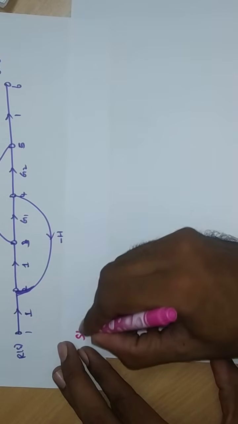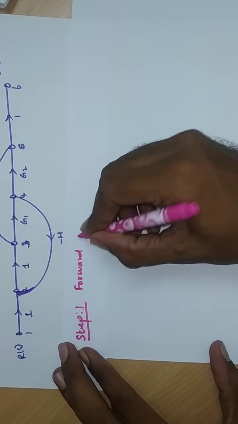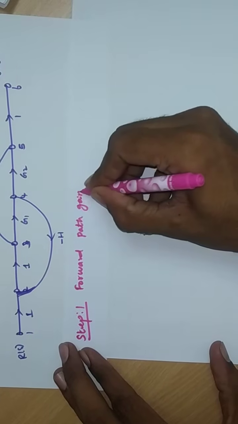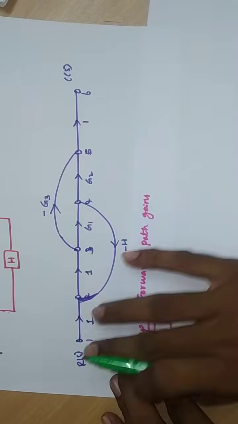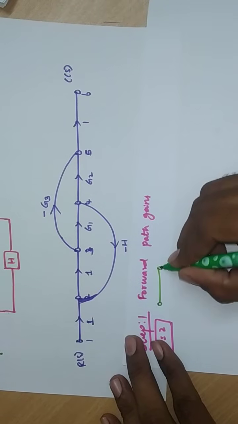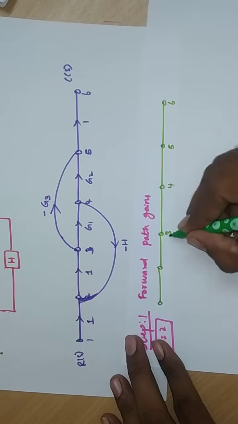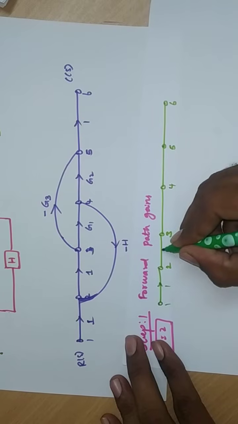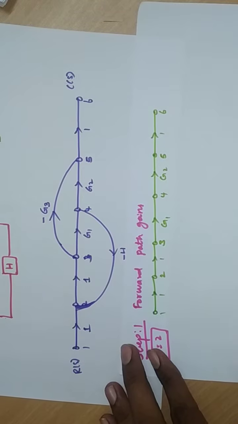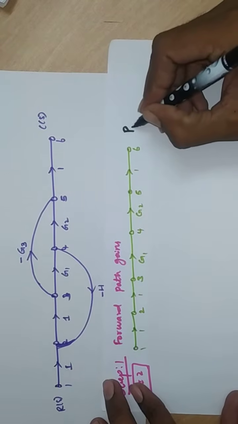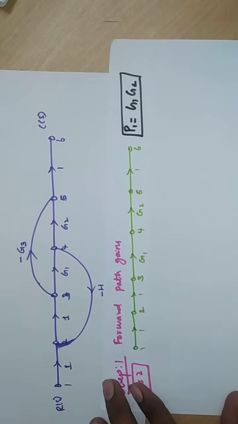Step 1, forward path gain. Here 2 forward paths are available. You can see the one straight forward path 1, 2, 3, 4, 5, 6. This is having the gain as 1, this is also 1, this is G1, this is G2, this is 1. So you can say that P1 equals G1 G2. This is the gain, a simple gain value.